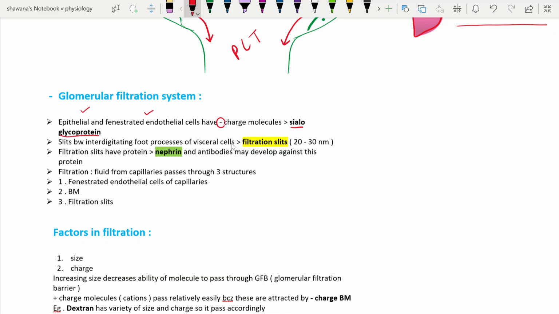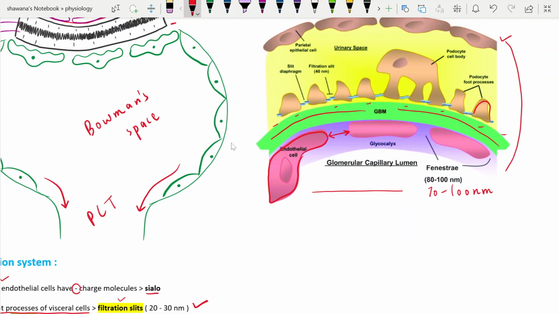Okay, another filtration slit is coming, which is present between the podocytes, the foot processes of the podocytes. The slits are present between the interdigitating foot processes of the visceral cells, which are the podocytes. In between them, filtration slits are present. These are not the slits between the endothelial cells, the first part. Second, the filtrate has to pass through the GBM. After that, these are the filtration slits. This is the third barrier which needs to be crossed by the substances in order to become part of the filtrate.